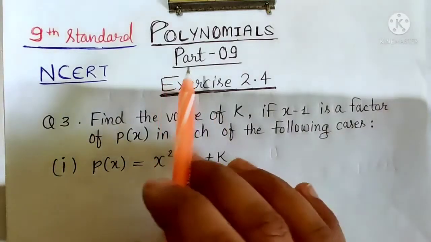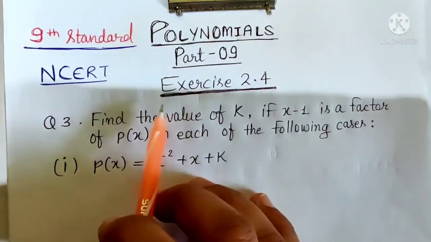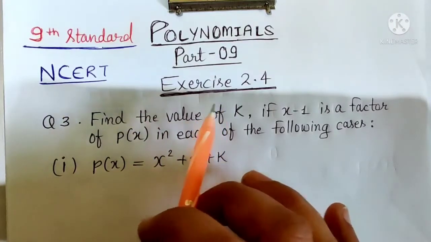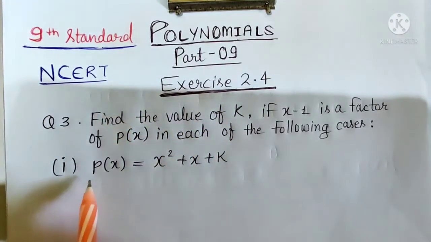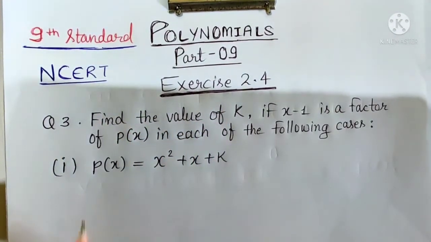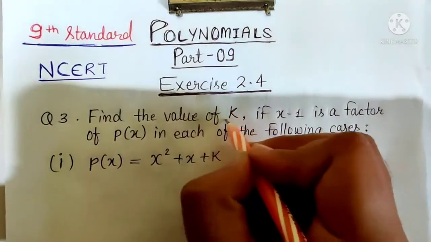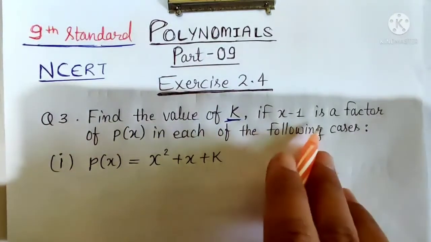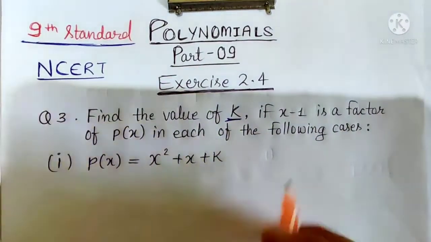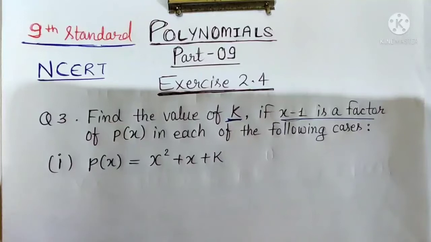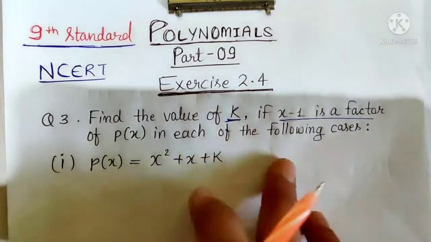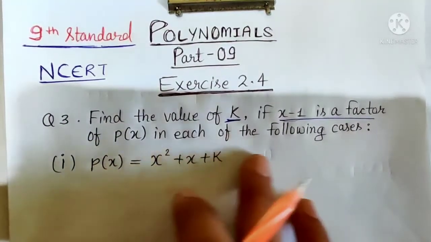Hello students, we are starting part number 9 of polynomials in which we are going to solve the remaining questions of exercise 2.4 of NCERT. So today we are going to solve question number 3. As you can see here, find the value of k. We have to find the value of k if x minus 1 is a factor of p(x), where p(x) means the given polynomial, in each of the following cases.